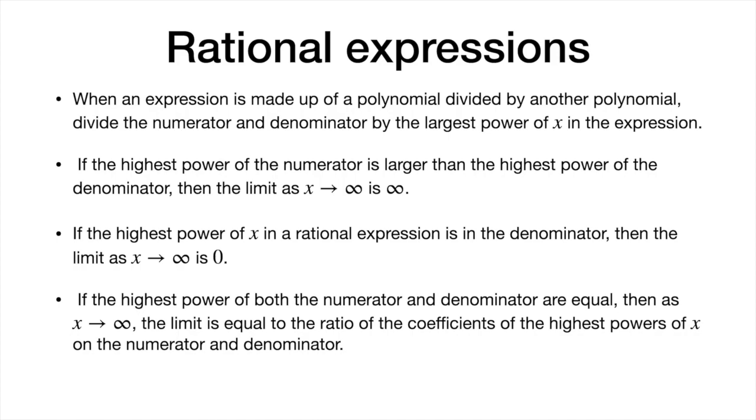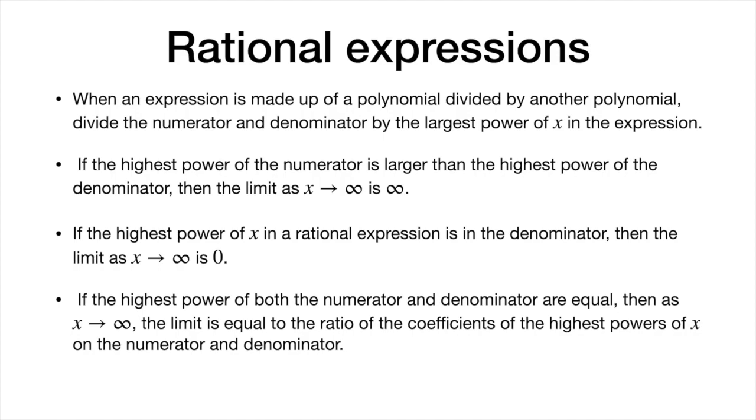When an expression is made up of a polynomial divided by another polynomial, divide the numerator and denominator by the largest power of x in the expression. If the highest power of x in the numerator is larger, then the limit as x approaches infinity is infinity. If the highest power of x in a rational expression is in the denominator, then the limit as x approaches infinity is 0. If the highest power of both the numerator and denominator are equal, then as x approaches infinity, the limit is equal to the ratio of the coefficients of the highest powers of x on the numerator and denominator.